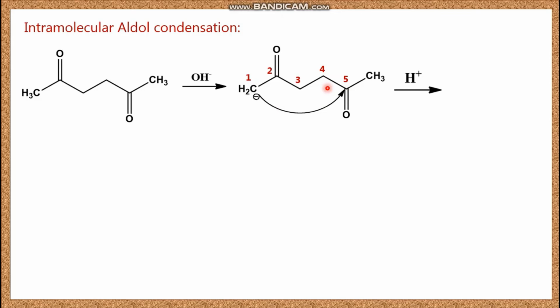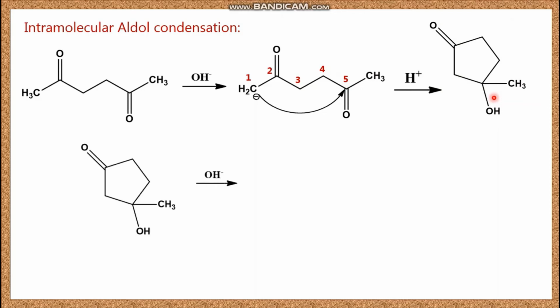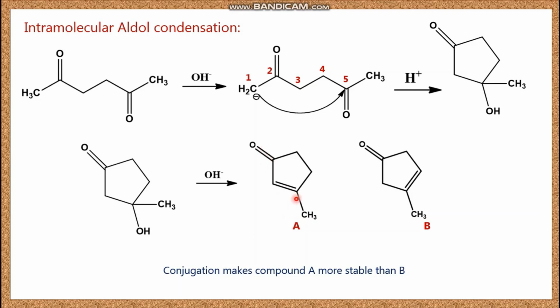Intramolecular aldol condensation always gives a ring product. We are getting one ring compound. Here also we get an alpha beta hydroxy ketone, and on further reaction it will give an alpha beta unsaturated ketone. Here we get two products, product A and product B. Which one is major? The major product is decided by which has more conjugation. In A, this double bond and the C=O double bond are in conjugation. Here there is no conjugation, so the most stable product is A.